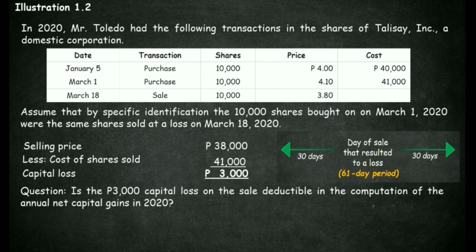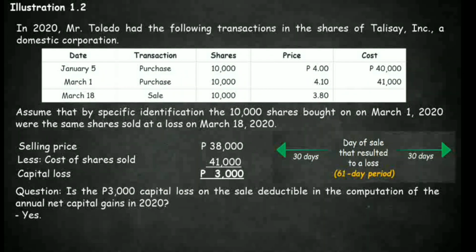Is it within the timeline? No, right? That is more than 30 days before the day of the sale. So, that means this transaction is not a wash sale. Therefore, the 3,000 pesos capital loss is deductible in computing for the capital gain. Moving on to the next illustration.